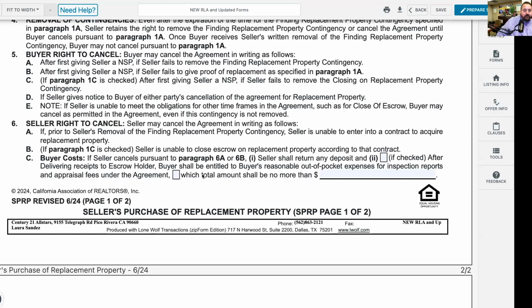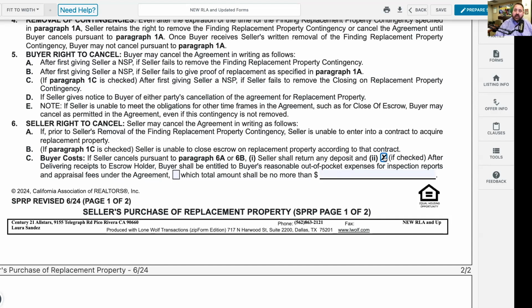So if this box is checked on the SPRP, then the seller has to pay for the buyer's costs that were out of their pocket. Or if you check this box and this box, the seller can state, I'm only going to pay you back X amount of money. Now, if I'm the listing agent, neither of these boxes are going to be checked. If I'm a buyer's agent, I'm going to check this box. That doesn't mean you won't get countered.